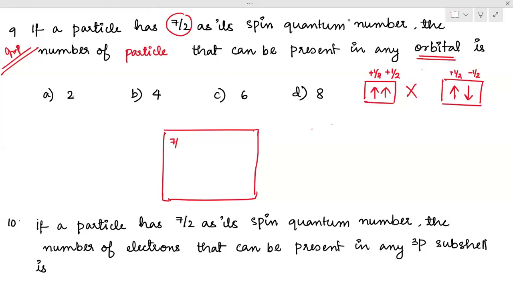It can be 7 by 2, 5 by 2, 3 by 2, 1 by 2. And the opposite spins: minus 7 by 2, minus 5 by 2, minus 3 by 2, minus 1 by 2. The representations won't be that easy. Okay, let's try. Let's say that this is one orientation. This is another orientation. This is my third orientation. Let's say that this is another orientation.